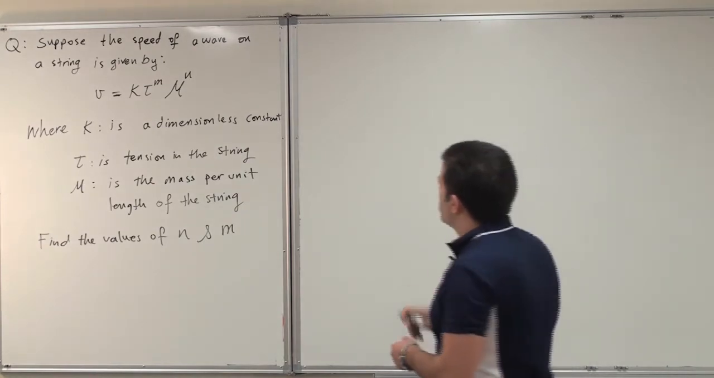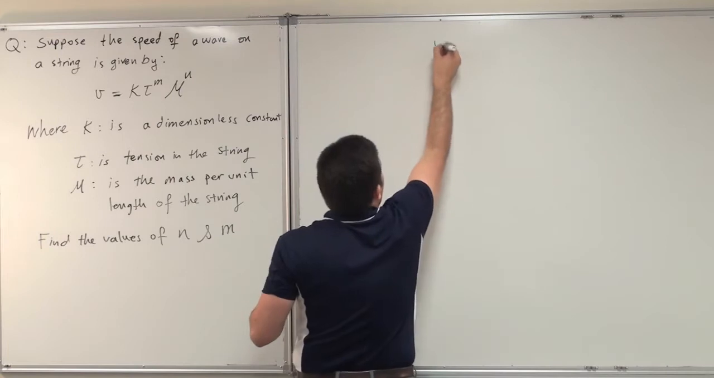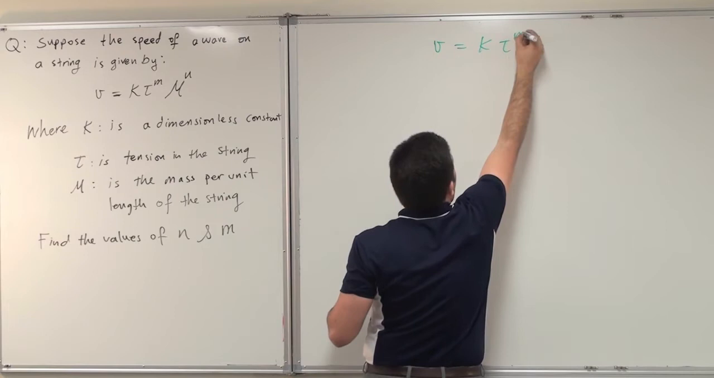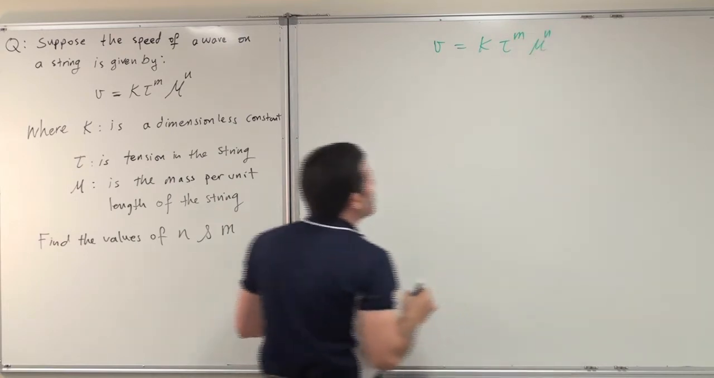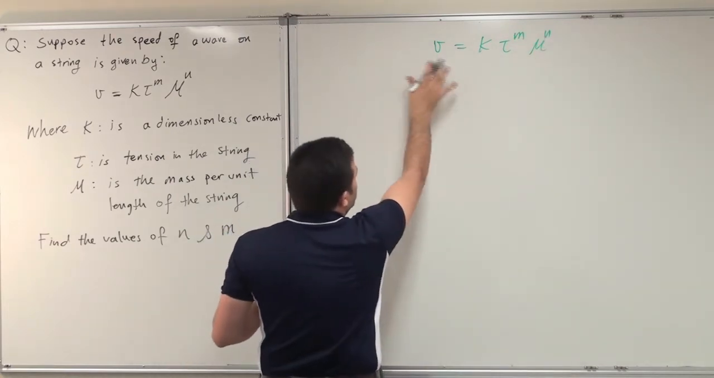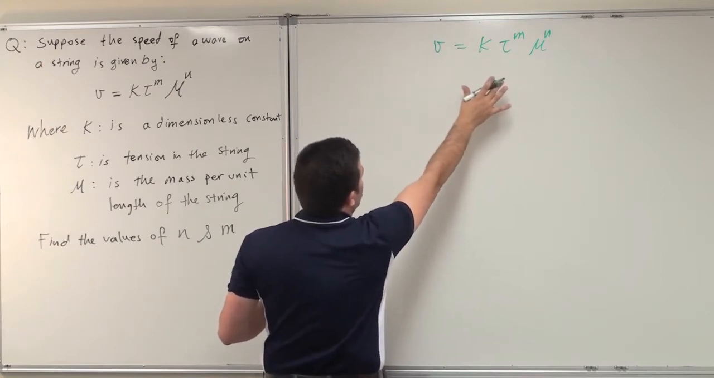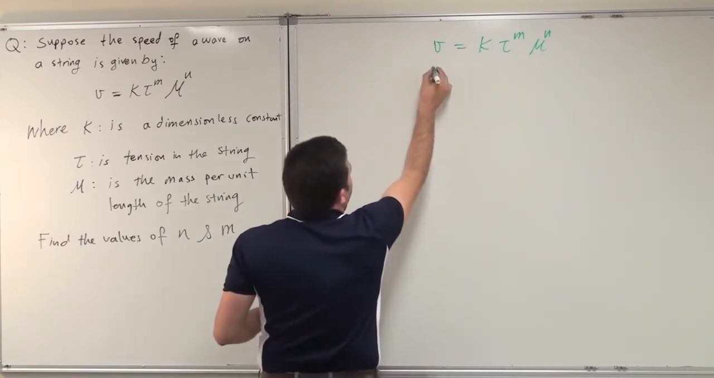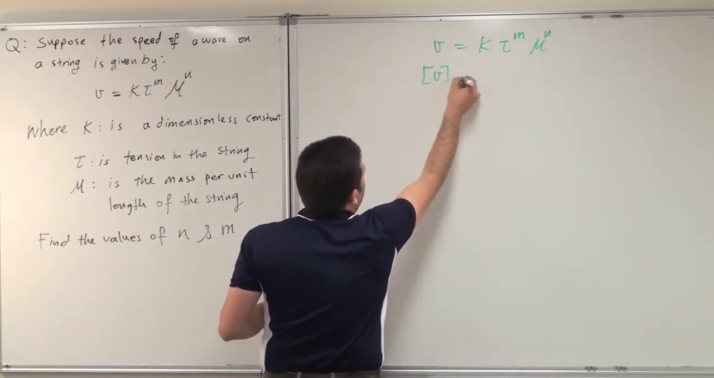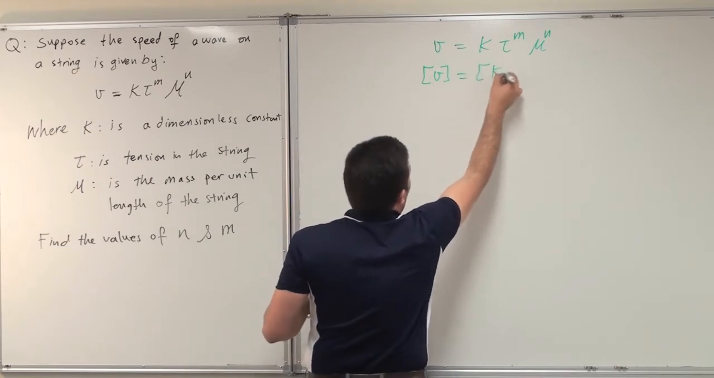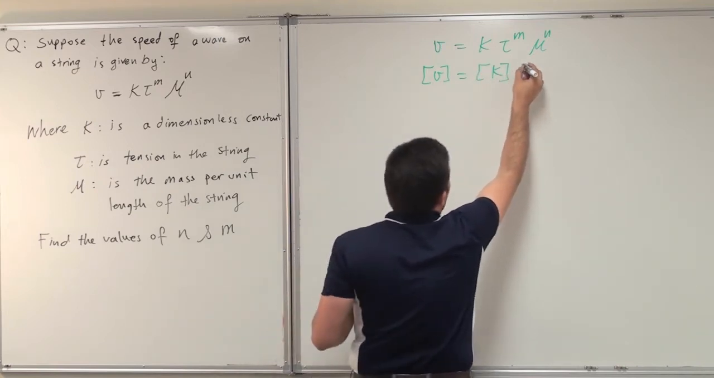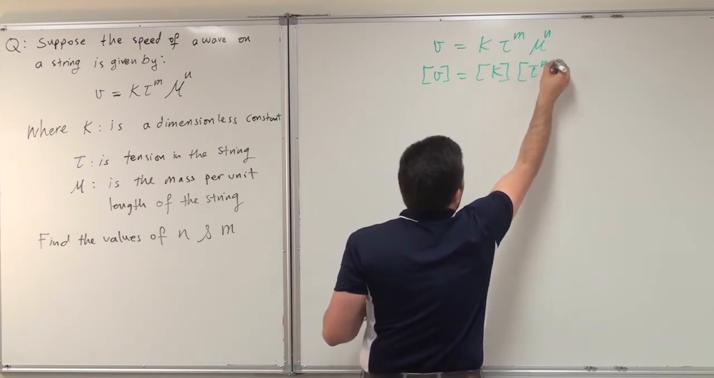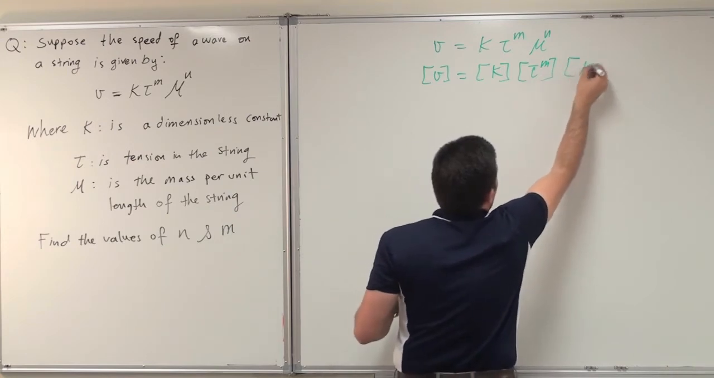So I can start by taking my equation, v equals k tau to power m mu to power n. Then I can utilize the dimensional analysis principle, which is that the dimensions of this side should equal the dimensions of this side. So the dimensions of v have to equal the dimensions of all the parameters on the right side of the equation, tau and mu.